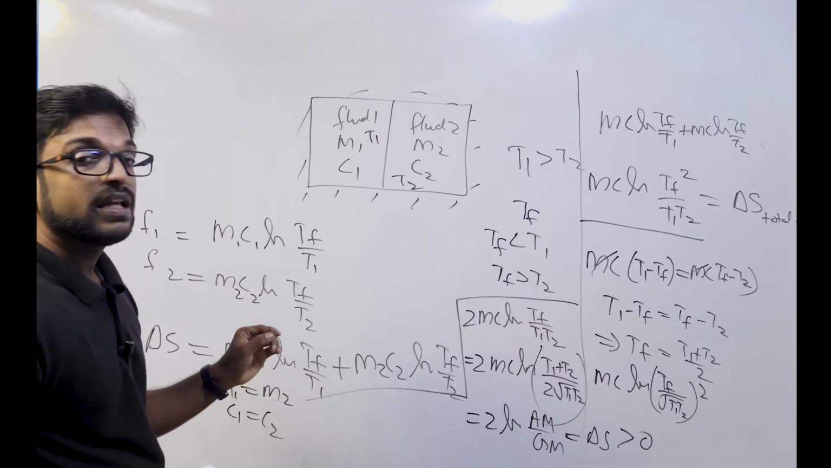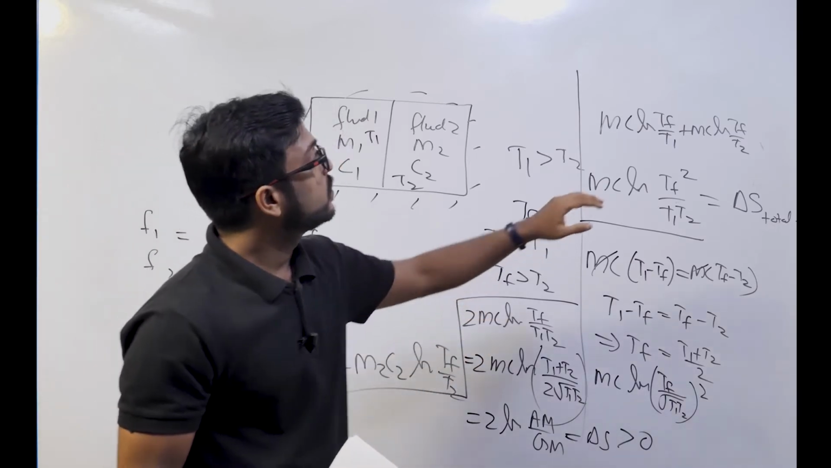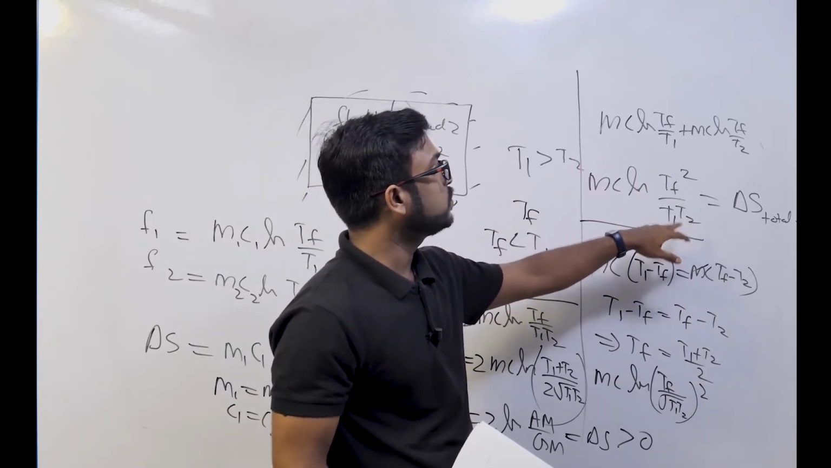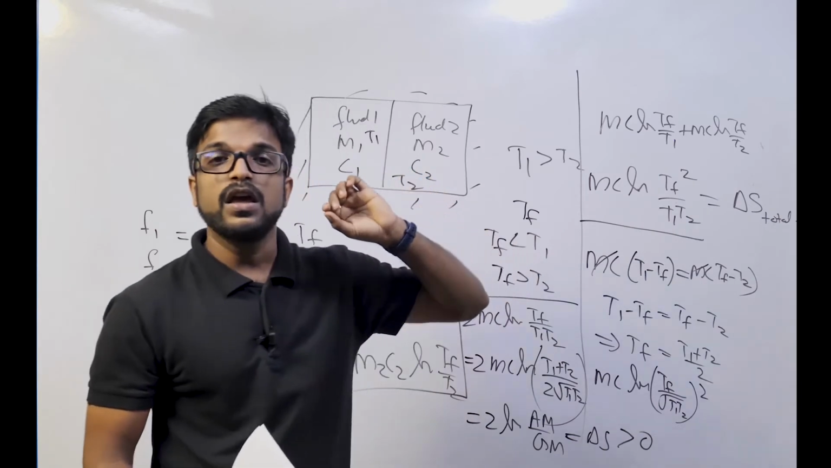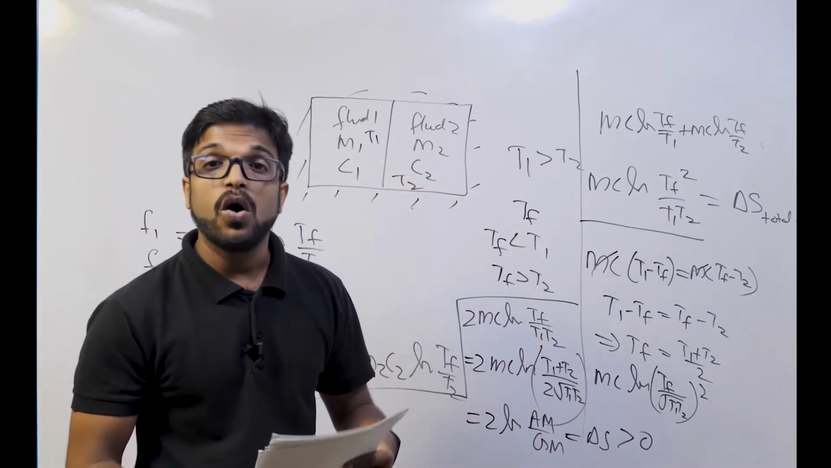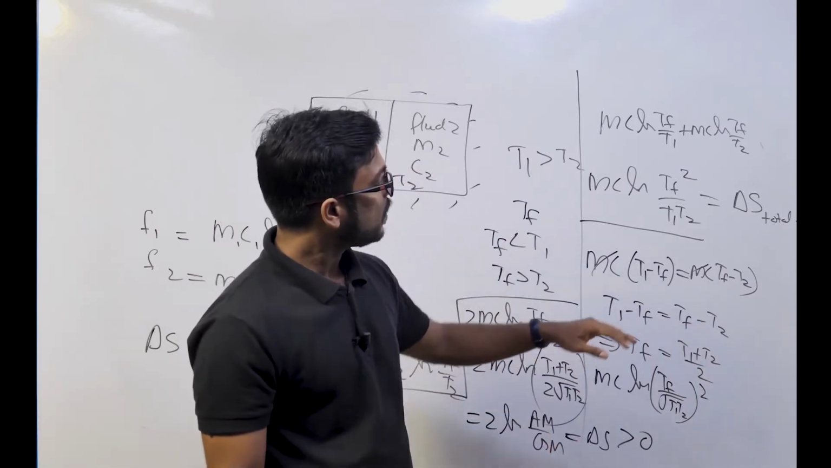Then I am taking the same mass and the same fluid, so mc I can take as common. I will be getting mc ln of Tf square by T1 T2. This is from the logarithmic property. If you are not sure, please refer back to that logarithmic property, or discuss with your friends, or ask me during the live session. We will discuss that.